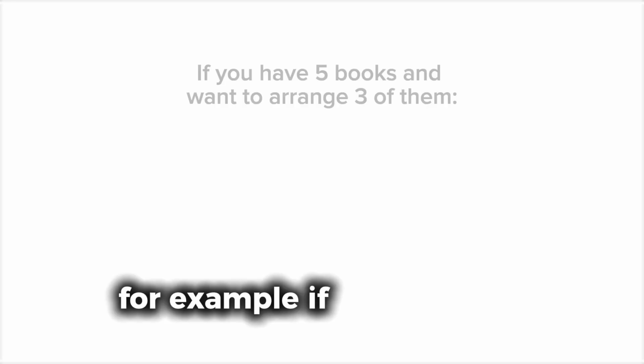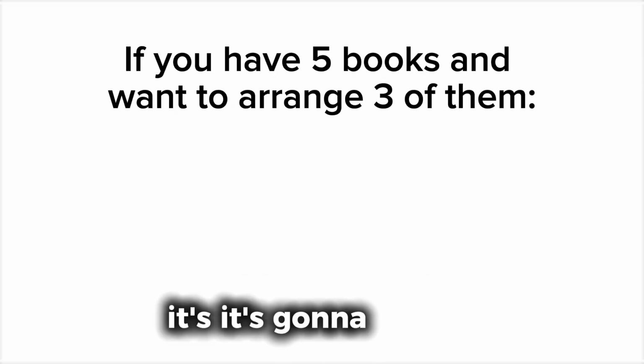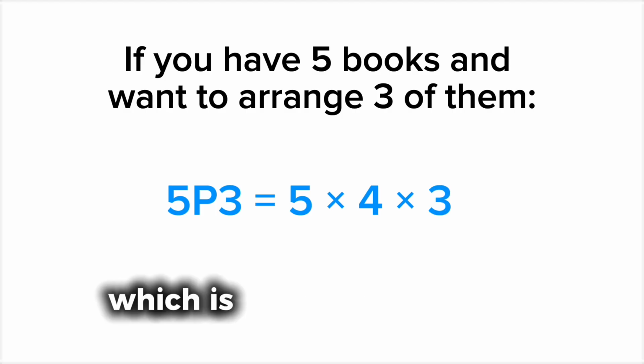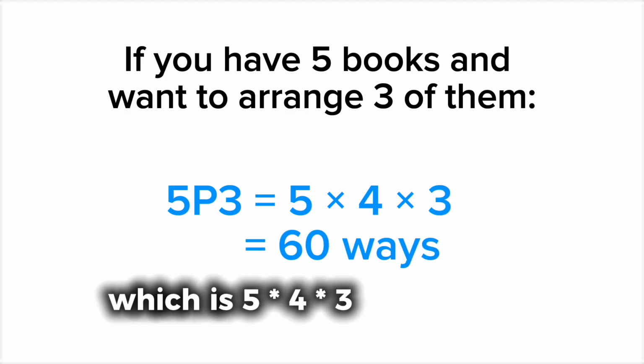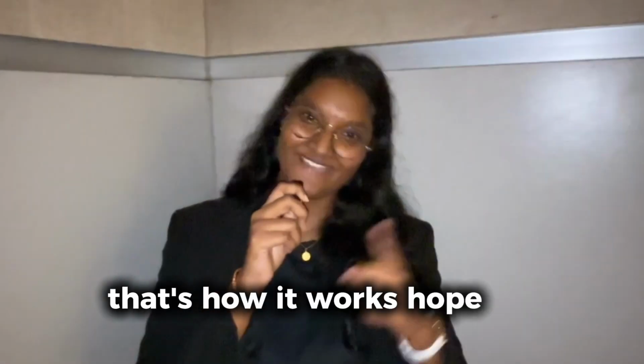For example, if you have 5 books and want to arrange 3 of them, it's going to be 5P3, which is 5 times 4 times 3, equal to 60 ways. Boom! That's how it works. Hope you understand.